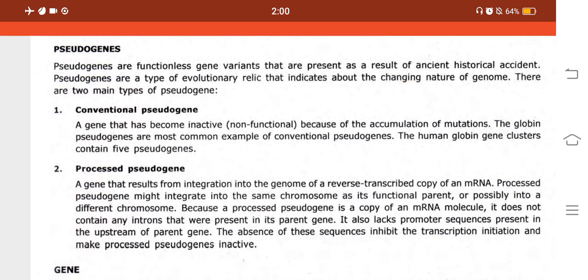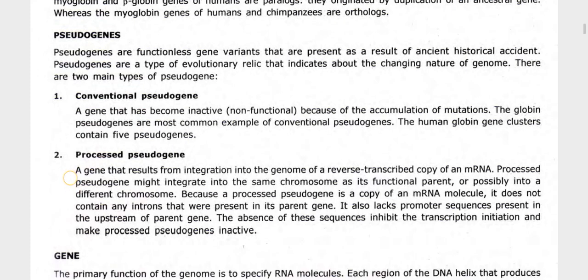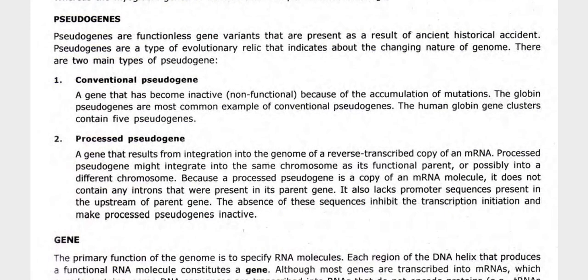Pseudogenes. Pseudogenes are functionless gene variants that are present as a result of ancient historical accident. Pseudogenes are a type of evolutionary relic that indicates the changing nature of the genome. There are two main kinds of pseudogenes. A conventional pseudogene is a gene that has become inactive, non-functional, because of the accumulation of mutations. The globin pseudogenes are the most common example of conventional pseudogenes. The human globin gene clusters have 5 pseudogenes.